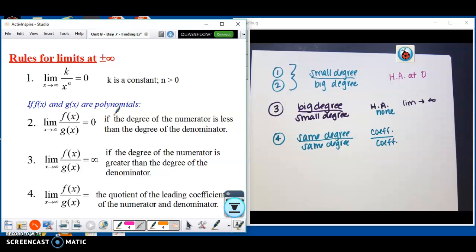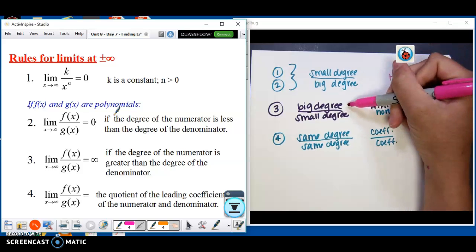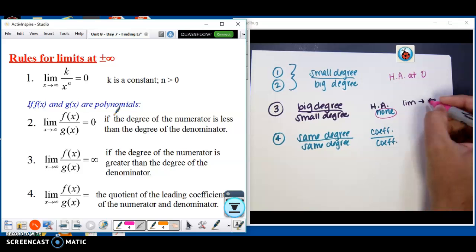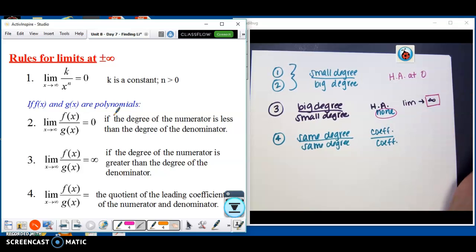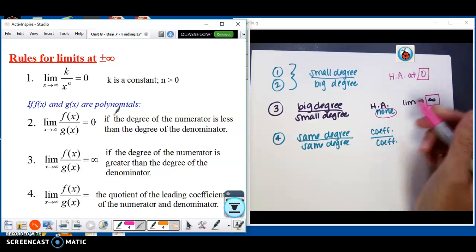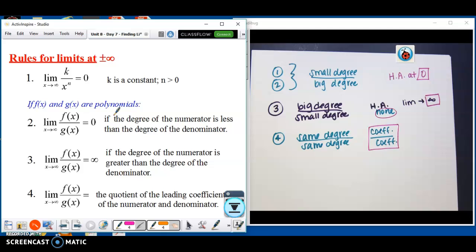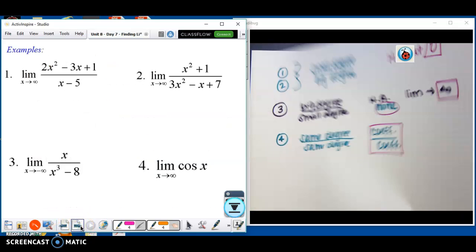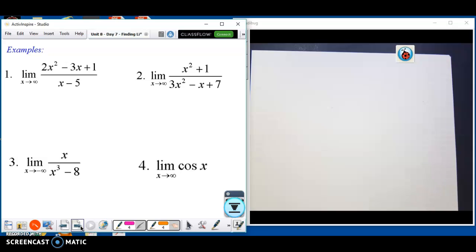If you remember my little trick for the first parts: if you have a big person sit on top of a small person, there's no person left. So there's no horizontal asymptote, but the limit is going to be infinity. Small person over big person, then we're going to have 0. And if they have the same degree, you use the coefficients of the highest exponent terms on the top and the bottom.